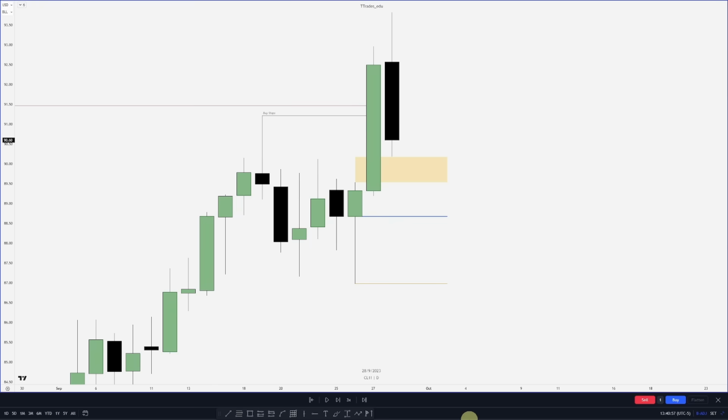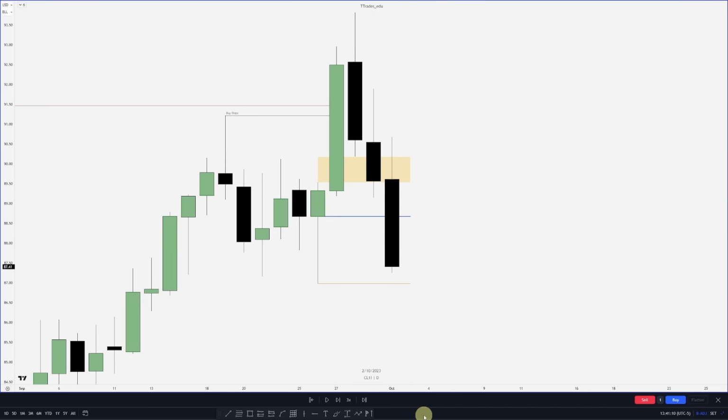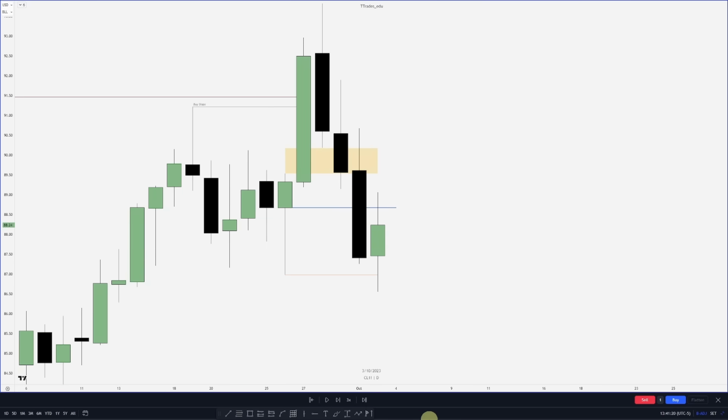So letting this play out, you can see we do get displacement and it closes over the 50% of this fair value gap, but not completely below the fair value gap. So you could consider this an inversion, but I prefer to wait for a full closure below. Here you can see we get that inversion as well as the change in the state of delivery, validating this now as an order block.